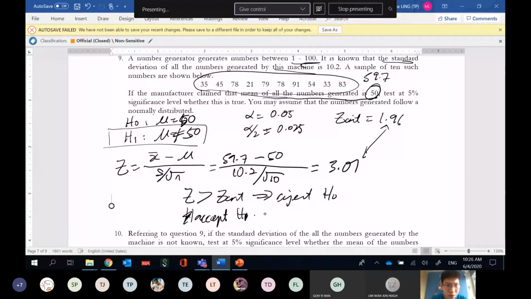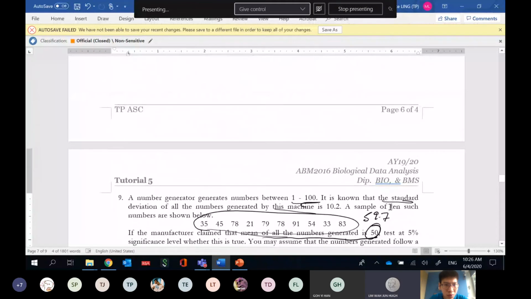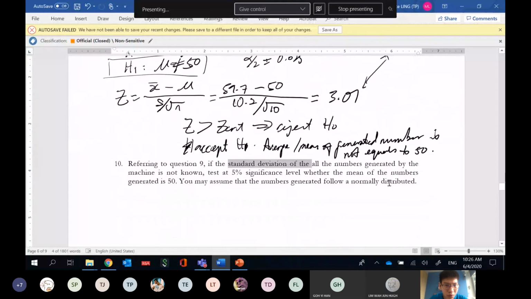Basically, the alternate hypothesis simply means that the average, or the mean, of the generated numbers is not equal to 50. Correct. The difference between question 9 and question 10 is that in question 9 the standard deviation is known and you only have 10 samples. But if the standard deviation is not known, then you have to use a t-test. Okay.